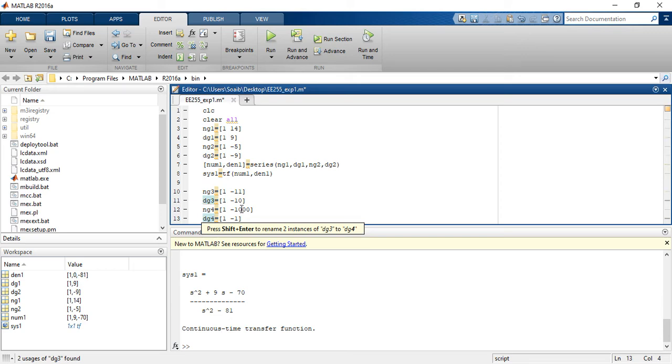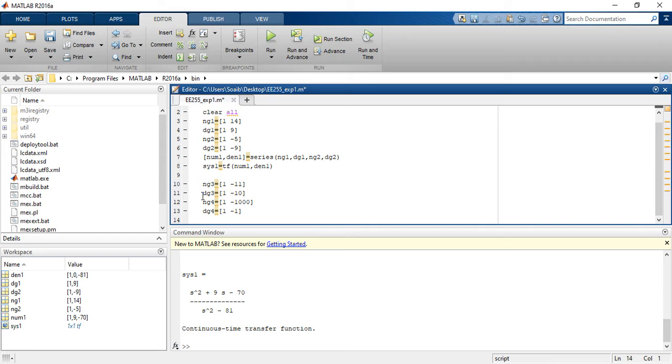This is your G3 block and this is your G4 block. I need to connect these two in parallel. So again I will take some variables, num2 comma den2. They are going to be saved in these two variables. The command for parallel is parallel, and in brackets the connection we want: ng3 comma dg3 comma ng4 comma dg4.